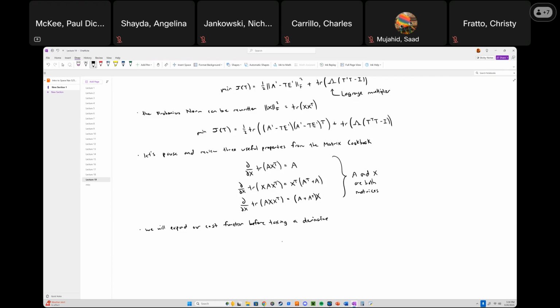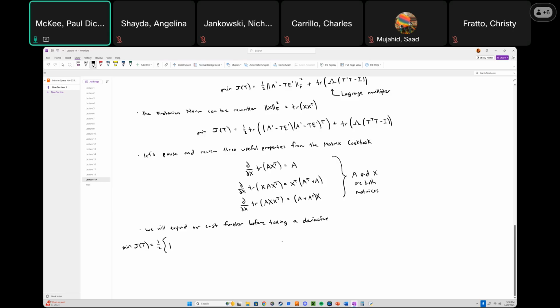So these, while they might look confusing, are here to help us. Okay, so we've got the trace of (A' - TE')^T(A' - TE'), and that needs to be expanded. So let's go through and get this into individual terms. I think I might be able to fit this on a single line if my monitor's wide enough here. So it's the min J of T is equal to 1/2 open curly bracket.